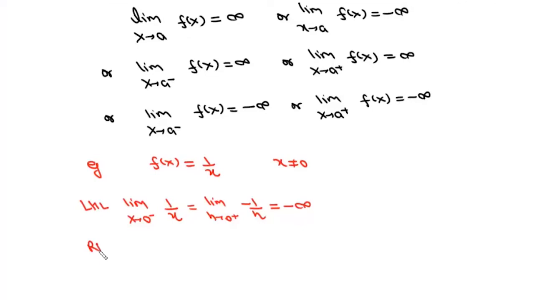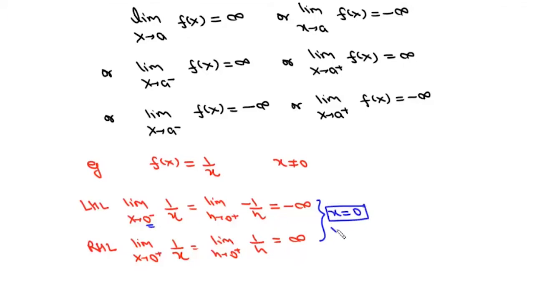Now if we take the right hand limit, then we can write limit x tends to 0 positive 1 by x, and it will be this limit h tends to 0 positive 1 by h, and when h is 0 positive, 1 upon 0 is plus infinity. Here the left hand limit approaches minus infinity, and the right hand limit approaches plus infinity. So basically this limit does not exist, but still this line x equals a, which in this case is 0, x equal to 0 is a vertical asymptote.